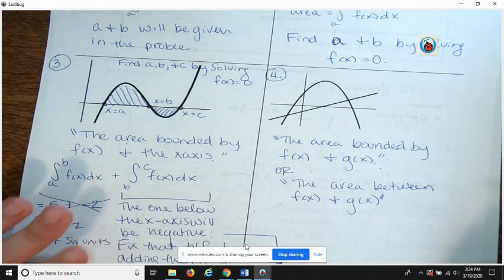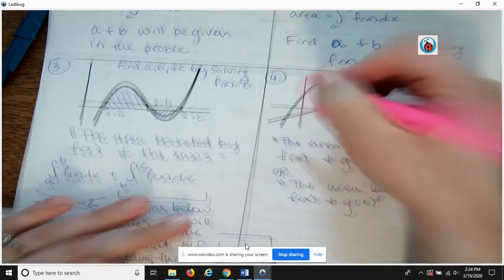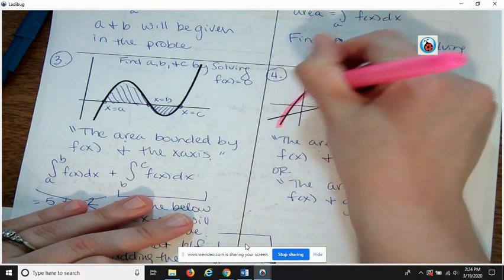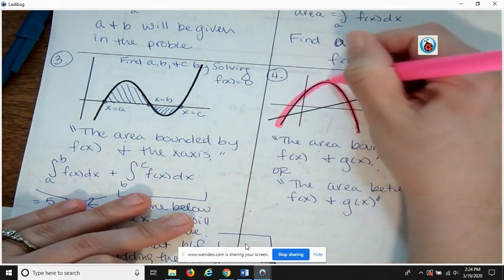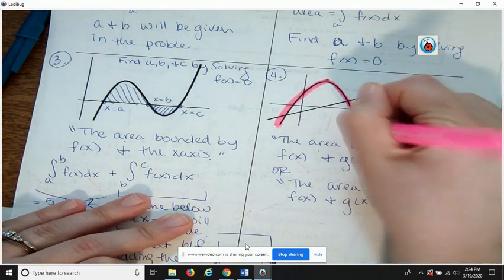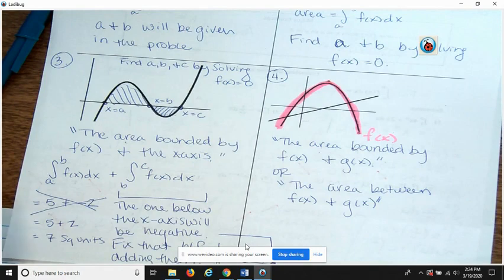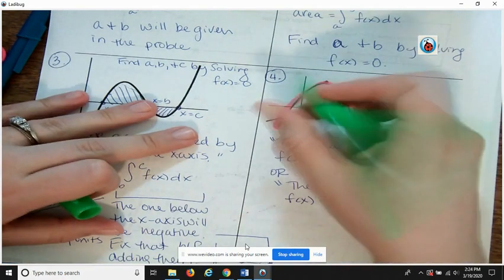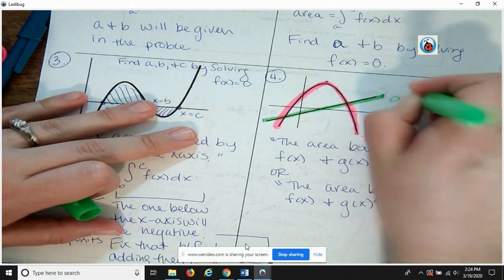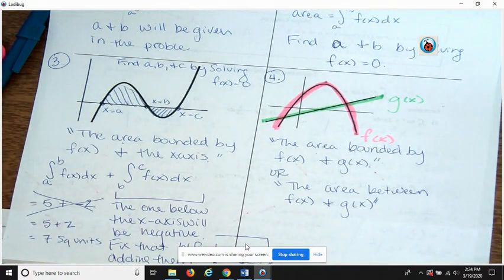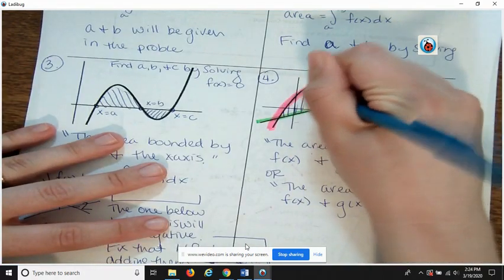Okay, so let's color these guys so that we know exactly who's who. If you need colors, pause the video, go get some. So let's make this guy right here f of x, and then let's make this guy here g of x. Okay. And we are looking for the area right here.